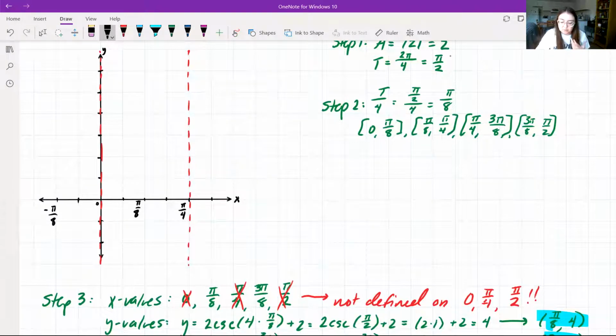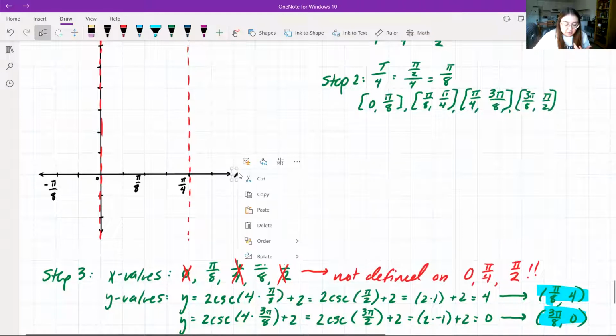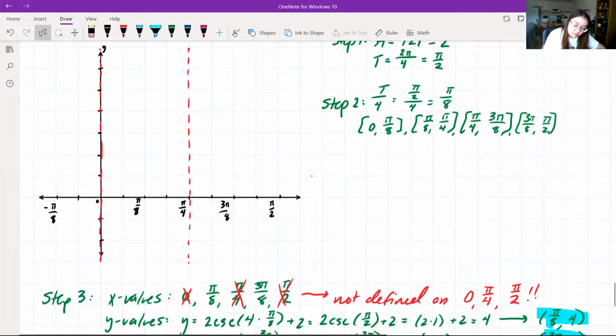So now we want to graph pi over 8 and 4. And I see we need to extend out our graph a little bit more here. So let's go ahead and do that. Let's extend it like this. So that's pi over 4. Then we see this value here will be our 3 pi over 8. And then lastly, this will be pi over 2. So we have one more vertical asymptote.